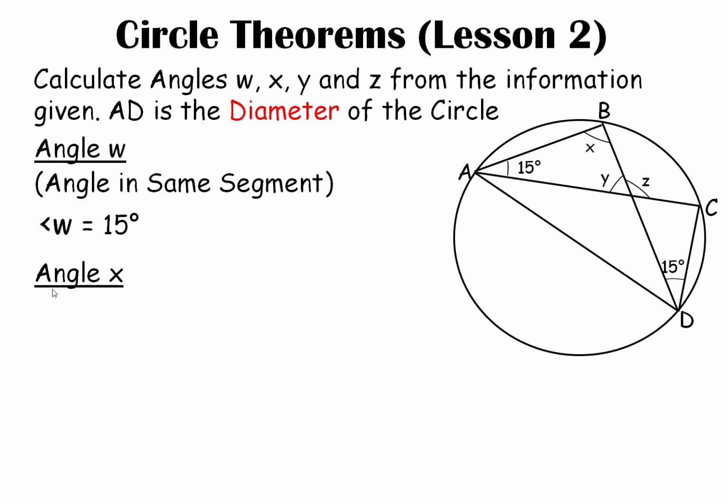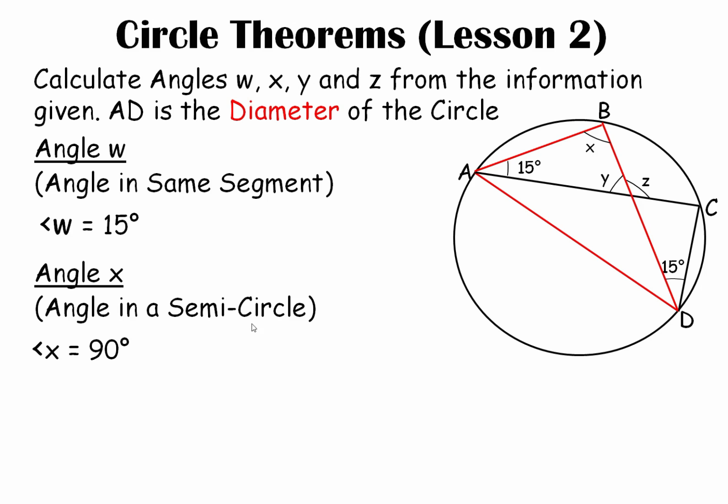Okay, so angle X. For angle X, we say angles in a semicircle. So this is an angle in a semicircle. We dealt with this rule before. Since this is the diameter, any angle formed in any of the segments, considering the point of intersection of the diameter of the circle and the sides of that triangle, is equal to 90 degrees. So X is 90 degrees.